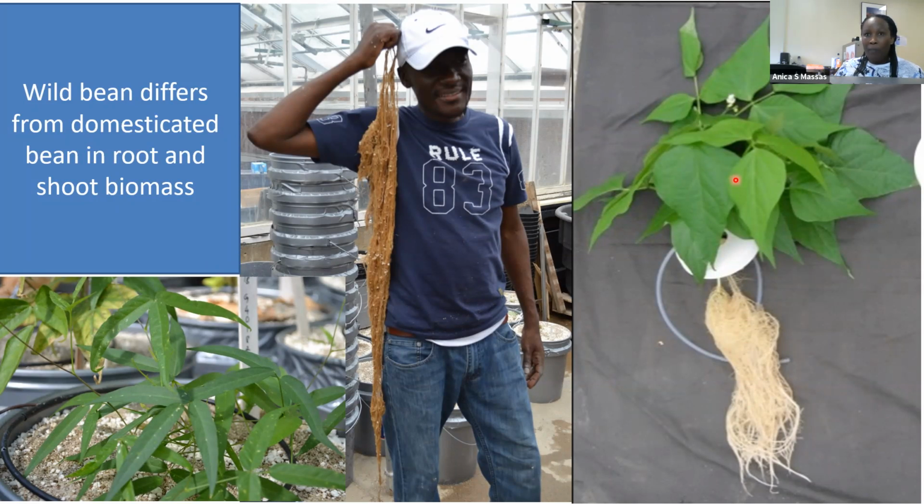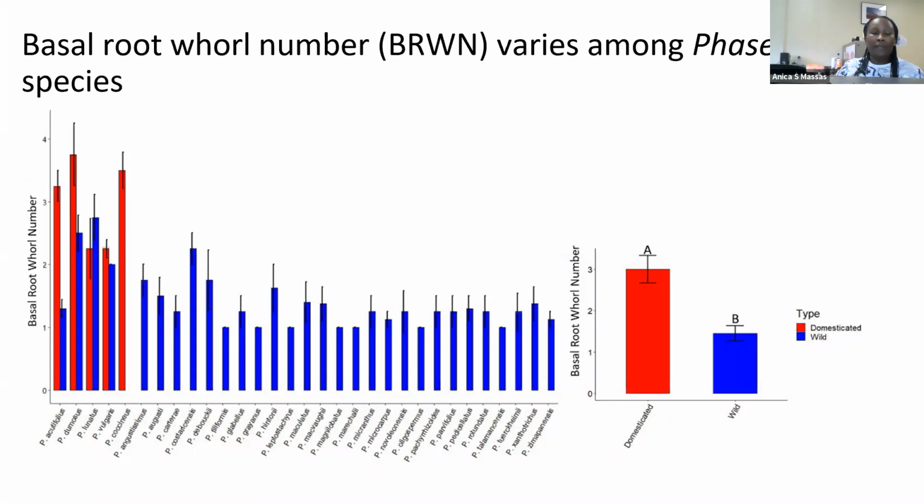the biomass or the leaves are completely different than wild beans, which have tiny leaves and very few compared to the domesticated beans. Going through this, we just try to analyze and see the variation among the Phaseolus species. And here we find that the domesticated beans have more basal root whorl number compared to wild bean.